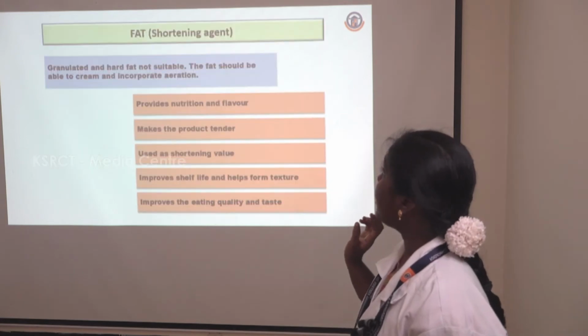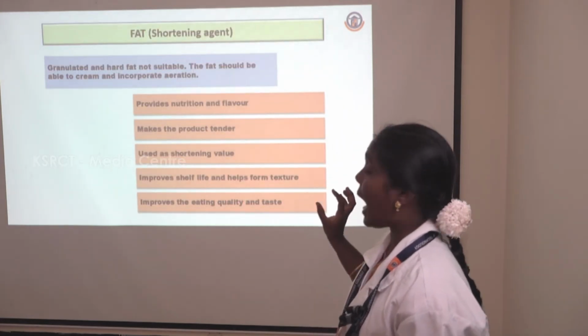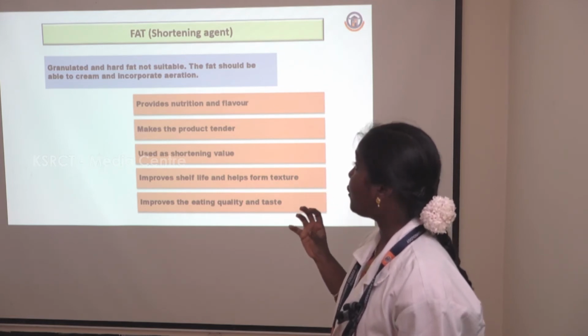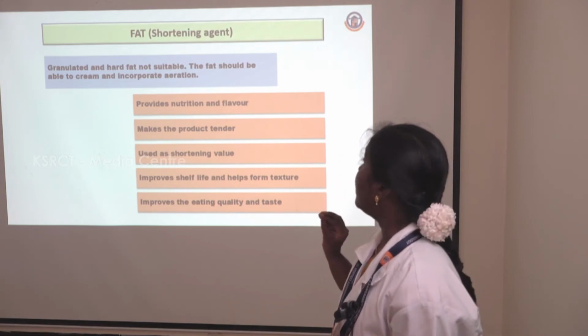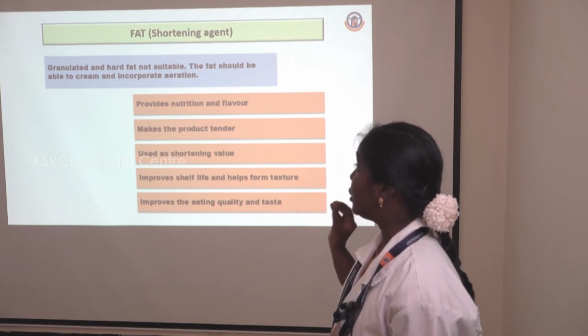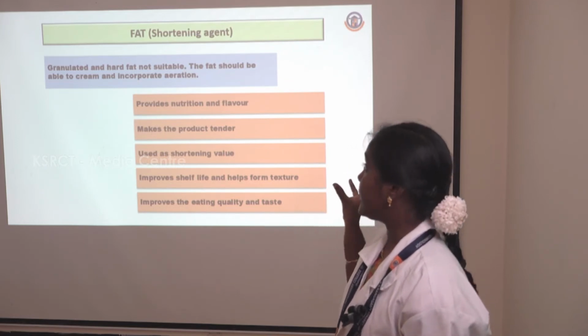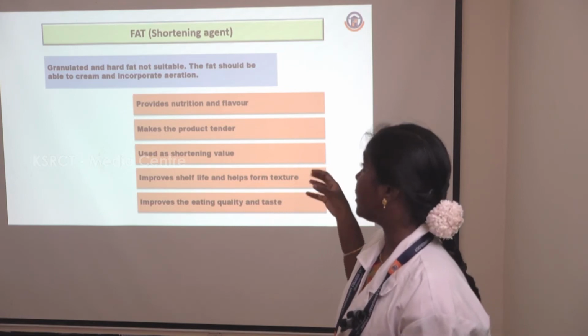Coming to the shortening agent, the best examples are fats. Granulated or hard fats are not suitable for the shortening agent. The fat should be able to cream and incorporate aeration. So this type of fat is used for aeration, that means shortening agent.